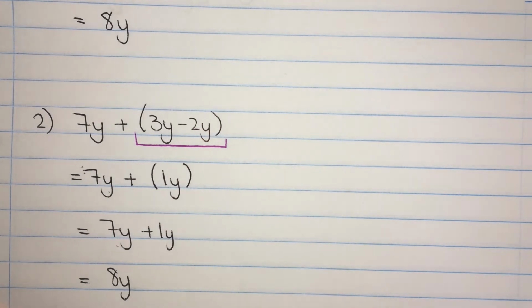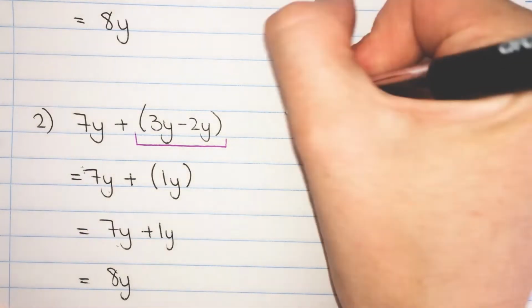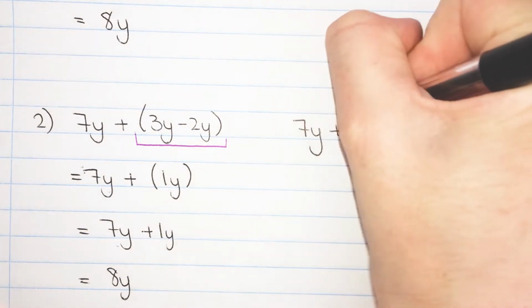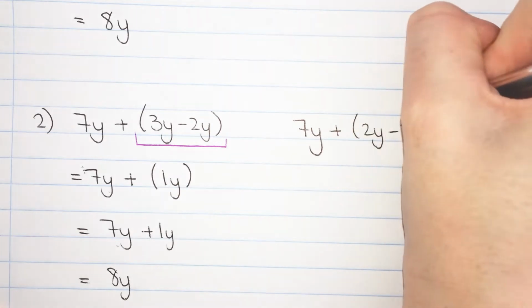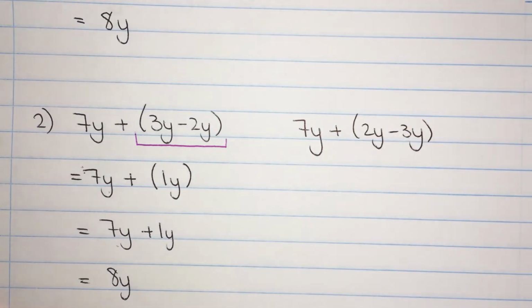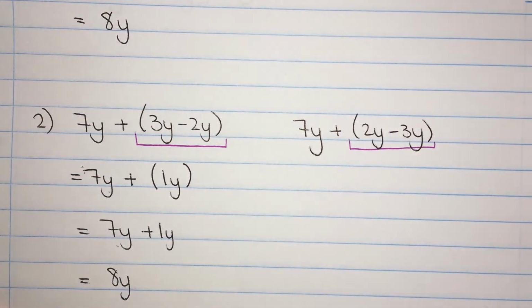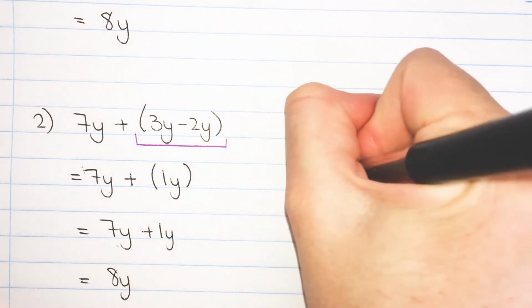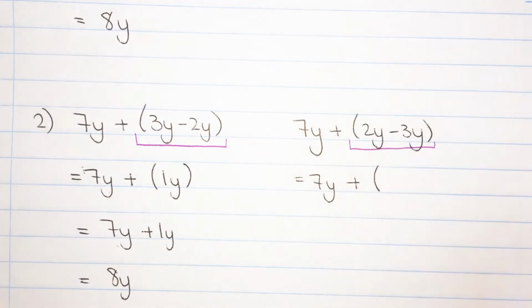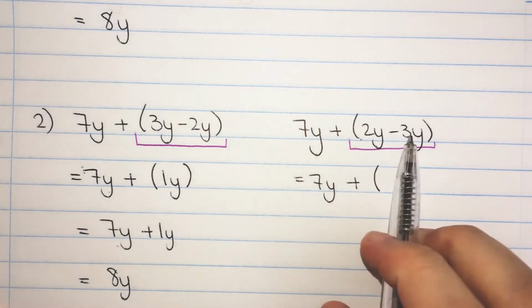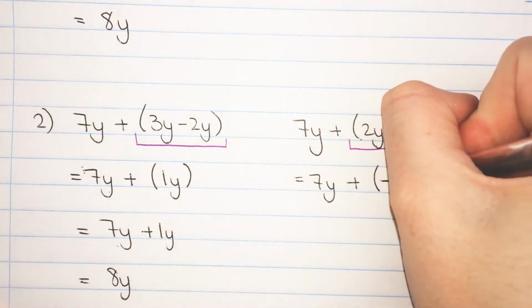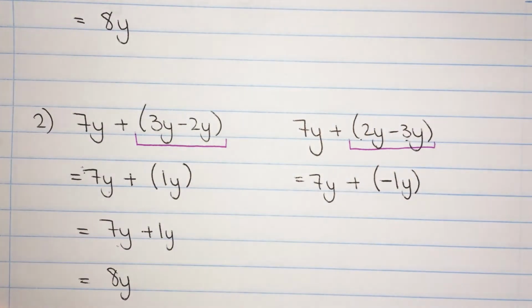I want to take the same example, but I just want to swap the 2 and the 3 around so you can see what I mean by why we keep the brackets. So same sum, 7y plus brackets 2y minus 3y. So all I've done is I've swapped those two. Again, we will do brackets first. So we will go 2 minus 3. So we have 7y plus. Keep the brackets. 2 minus 3 is negative 1y.